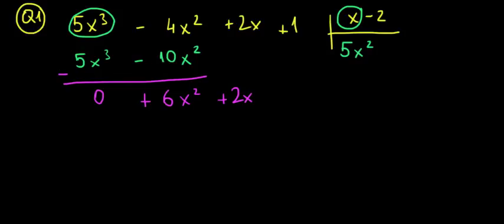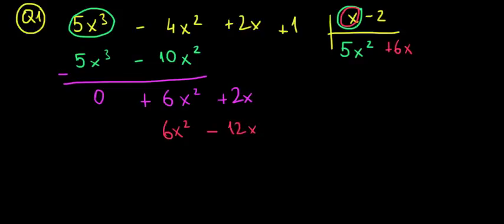Now, 6x squared plus 2x, we are dividing it again into x. Changing colors. We're having 6x squared over x, that's plus 6x. And we're multiplying back. 6x times x, that's 6x squared. 6x times minus 2, that's minus 12x.